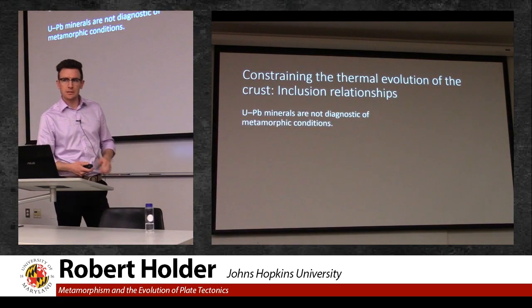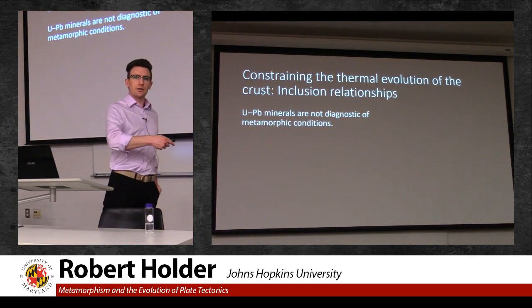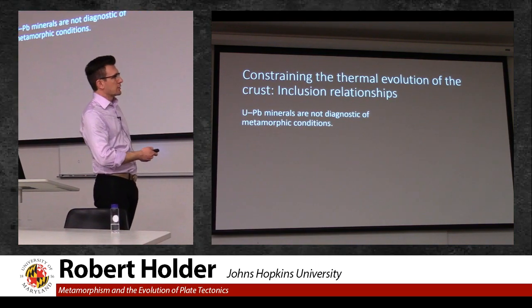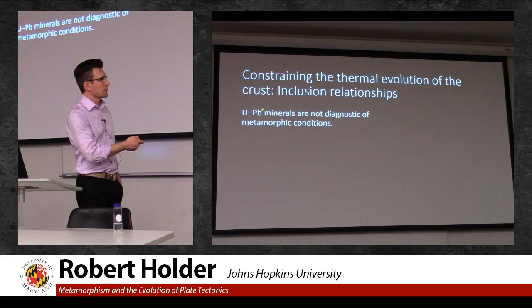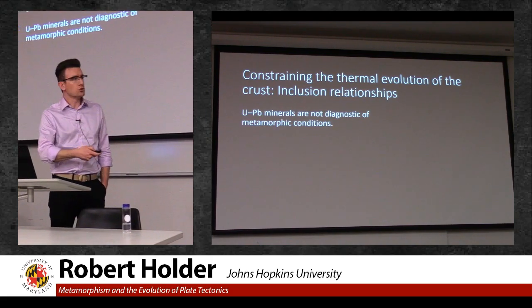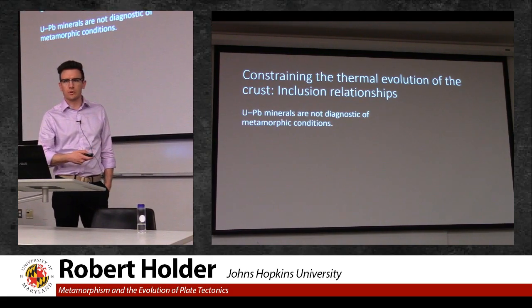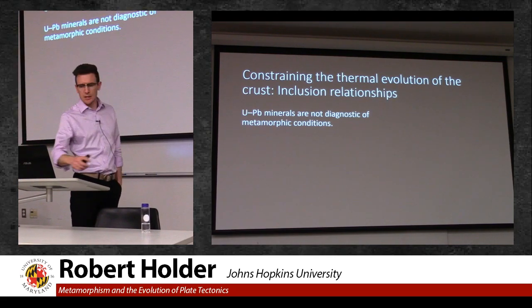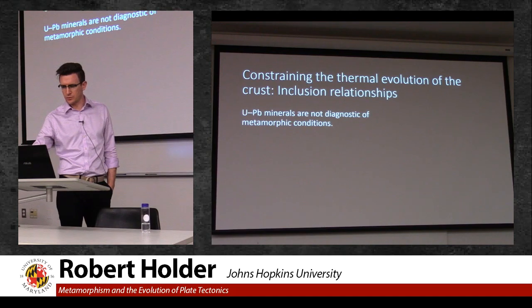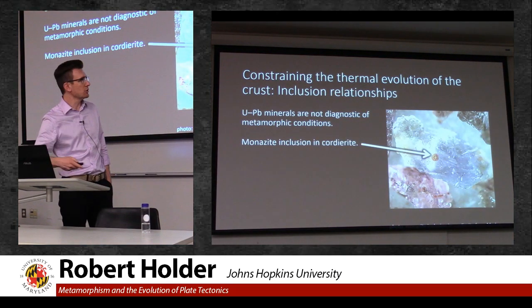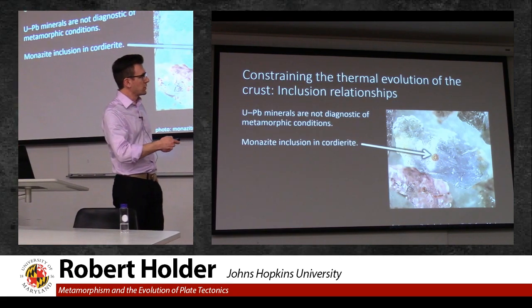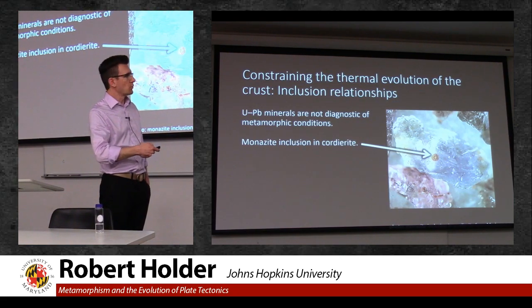One of the problems is when we're studying these metamorphic terrains, they evolve over millions of years, sometimes even hundreds of millions of years, and the minerals that are best for this uranium-lead geochronology are not particularly useful for constraining the metamorphic conditions. They're not very sensitive to temperature, they're not very sensitive to pressure. They're stable over most of Earth's crust. So we can use various relationships between these phases, between these minerals that we date and the other minerals in the rock to get more information.